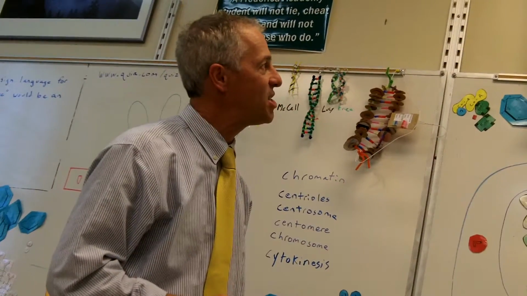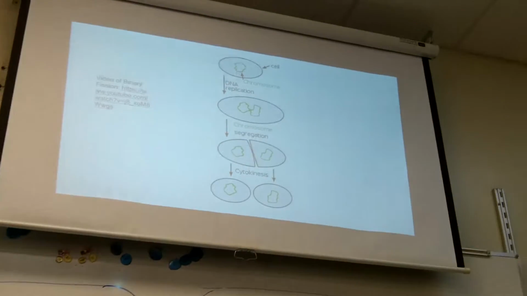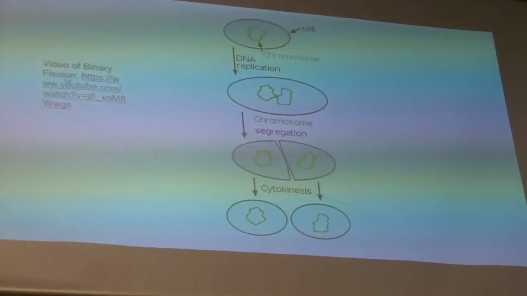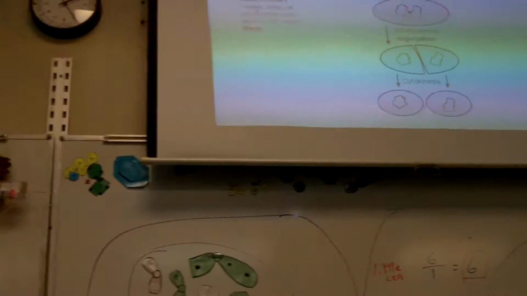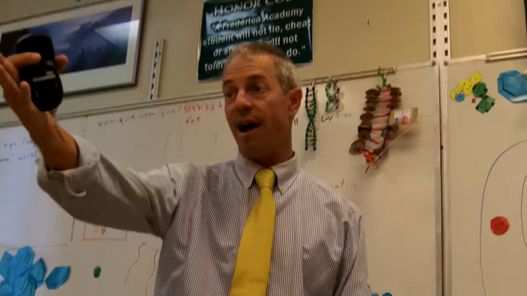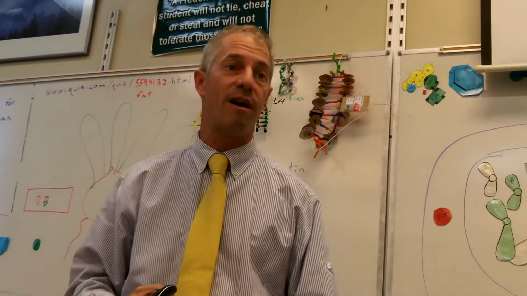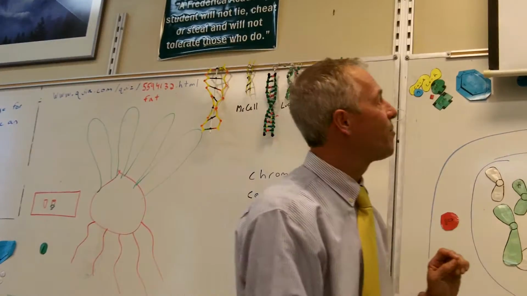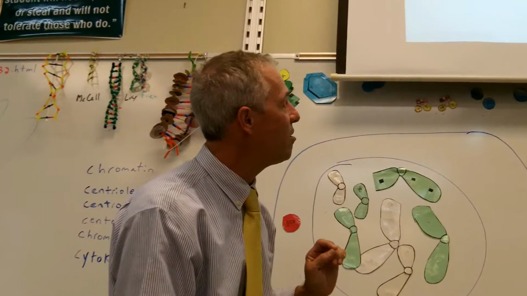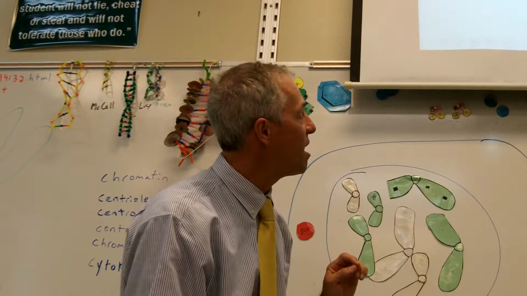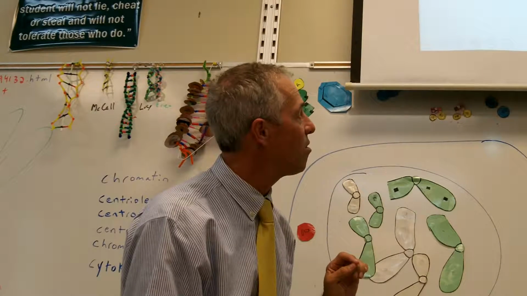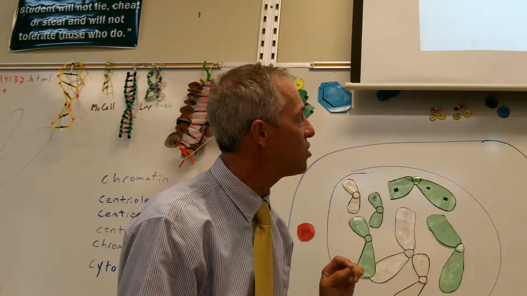Now, how does a simple cell multiply? It's called binary fission. Binary fission is how prokaryotic cells multiply. You know what I'm talking about when I say a prokaryotic cell? They don't have a nucleus. What they have is a circular chromosome that hangs out in the middle. And what they do is they replicate that chromosome. They copy it. So they go from 1 chromosome to 2 chromosomes. You see how there's 2 chromosomes there?